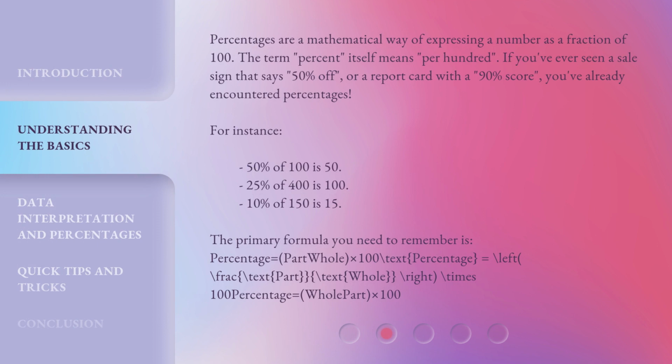Percentages are a mathematical way of expressing a number as a fraction of 100. The term percent itself means per hundred. If you've ever seen a sale sign that says 50% off, or a report card with a 90% score, you've already encountered percentages. For instance, 50% of 100 is 50. 25% of 400 is 100. 10% of 150 is 15.